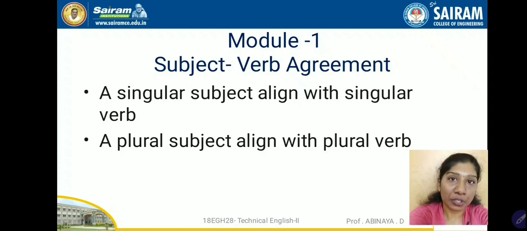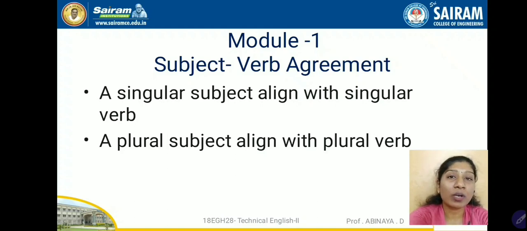So, make sure in the sentence you are making, a singular subject goes with a singular verb, and a plural subject goes with a plural verb. That is the agreement. The subject in the sentence should agree, should align with the verb in the sentence through numbers. So, how are we differentiating a singular subject and a plural subject?